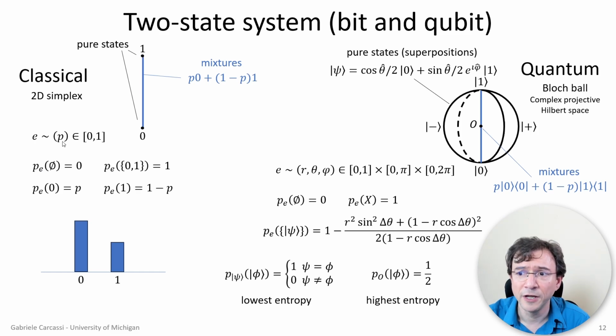And so if you characterize each point in the convex mixture by this parameter P, the measure over nothing is 0, the measure over both points is 1, the measure on 0 is P, and the measure over 1 is 1 minus P. So you have a standard probability distribution.